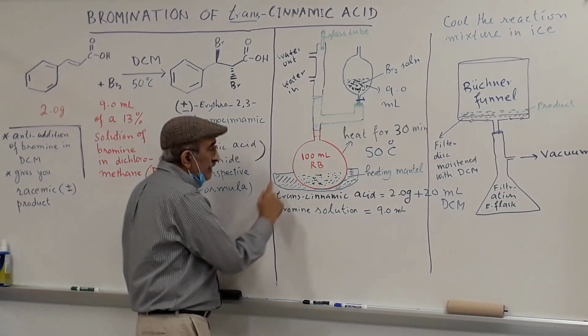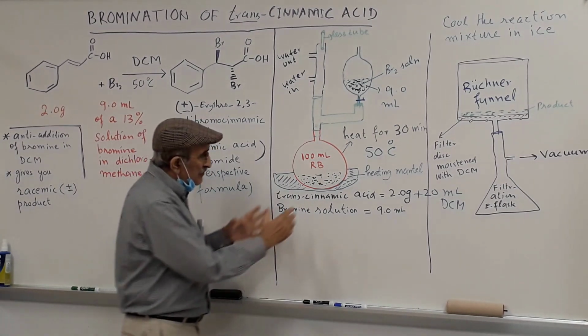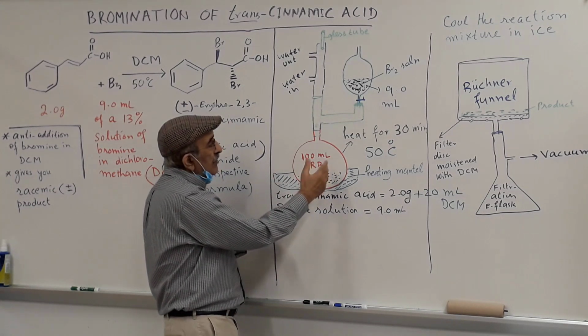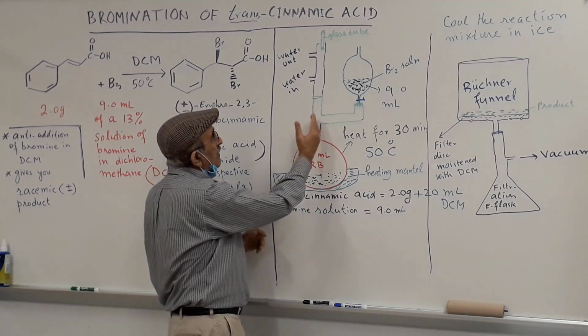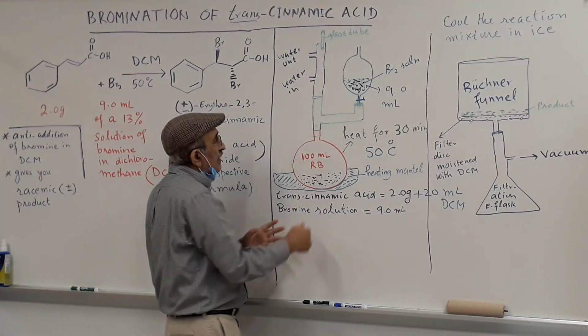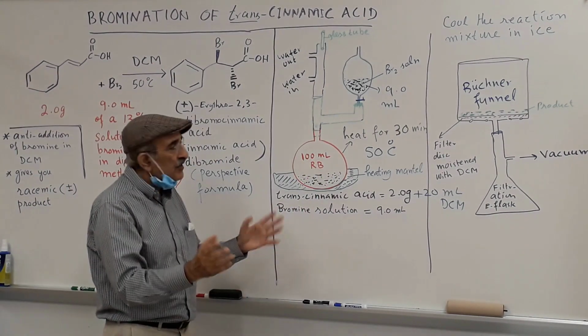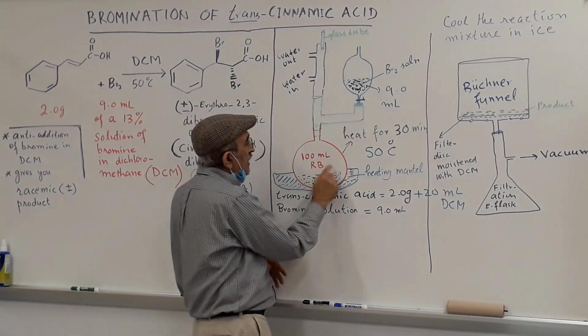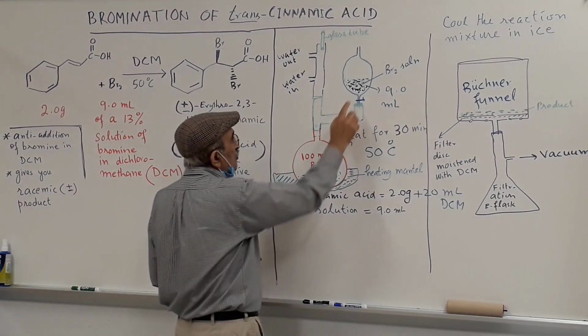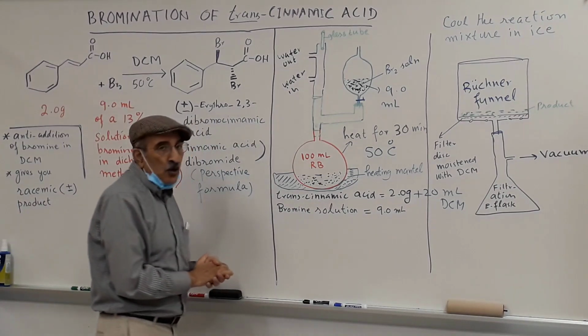Now you start stirring or start refluxing. Refluxing means heating to boiling, right? When you boil, the vapor goes up and gets condensed. So your evaporation and condensation keeps on going, and you don't lose the solvent. So you basically heat it or boil it for about 30 minutes, and during this time you add bromine slowly.